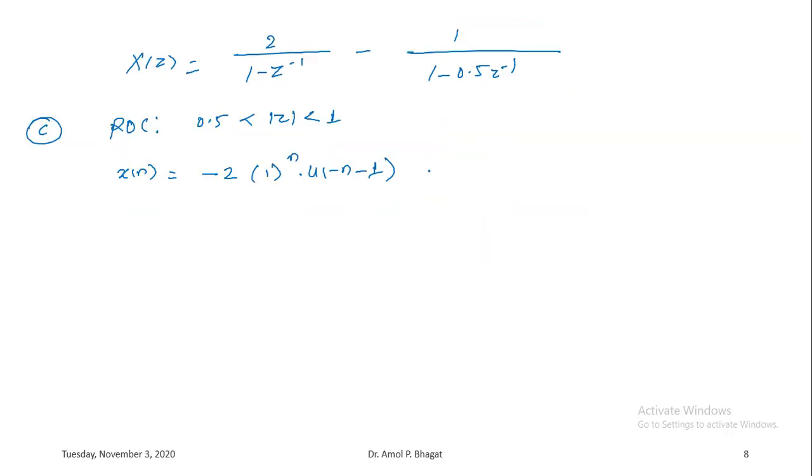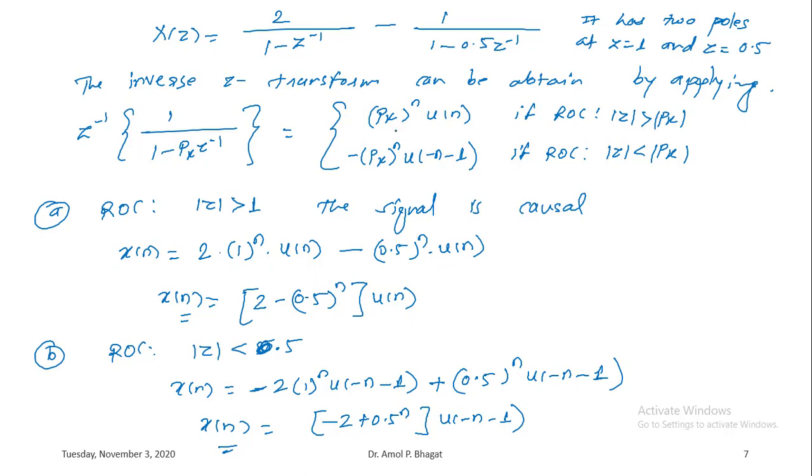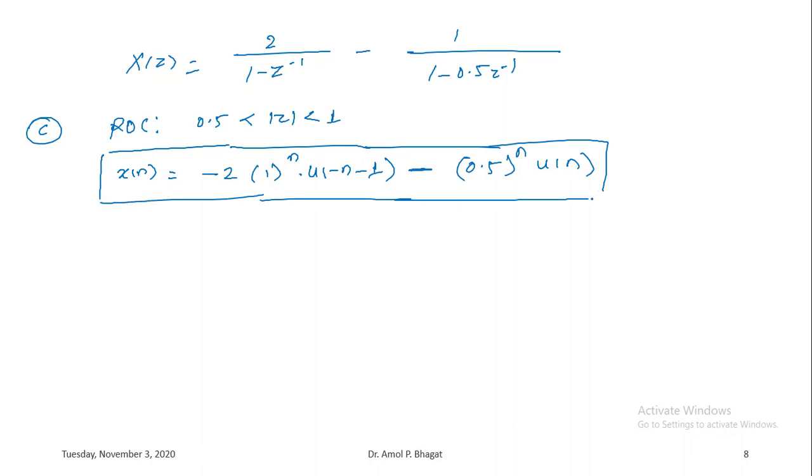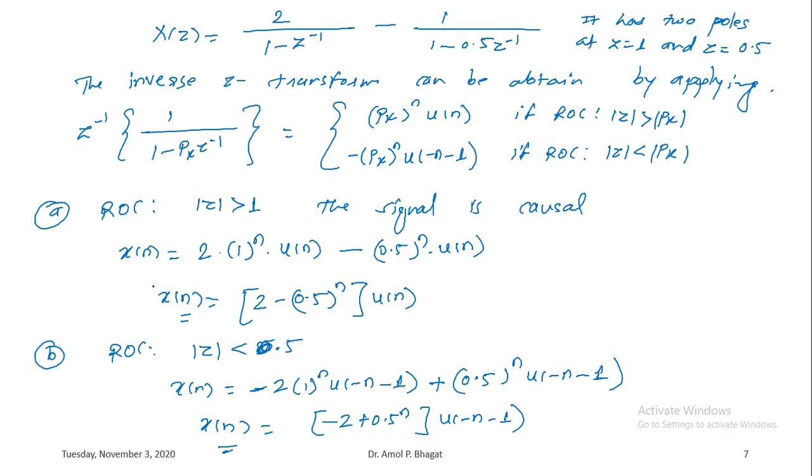As per this form, and minus, for this term you will be applying the first condition, because ROC mod z is greater than 0.5 here. So as per that condition, it will be 0.5 raised to the power n u of n, right? As per the first term it is anti-causal, as for the second term it is causal. So this will be the required inverse Z transform for this third condition. So this is how you obtain the inverse Z transform by using the partial fraction expansion.